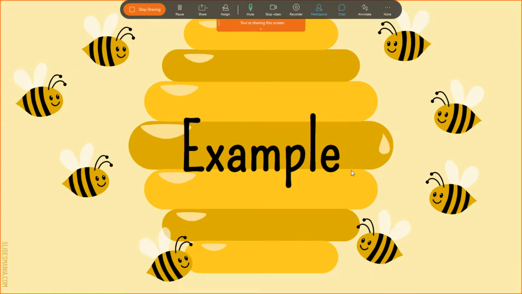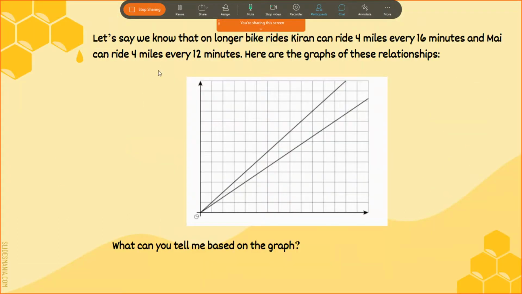All right, so let's look at why having no axes labels on our coordinate grid can be a problem for us. I want you to read this problem here. It says that on a longer bike ride, Kieran can ride about 4 miles every 16 minutes, and Mai can ride about 4 miles every 12 minutes. Here are the graphs of these relationships. So here's my graph. What can you tell me based off this graph right here? Take about a minute to look.